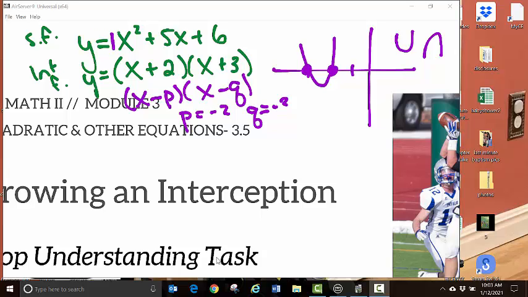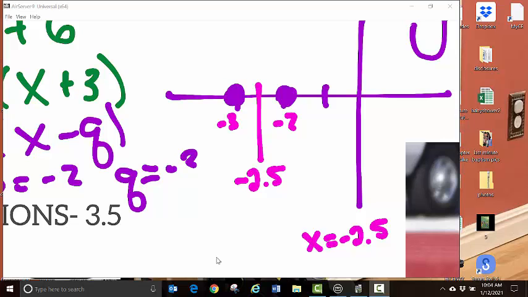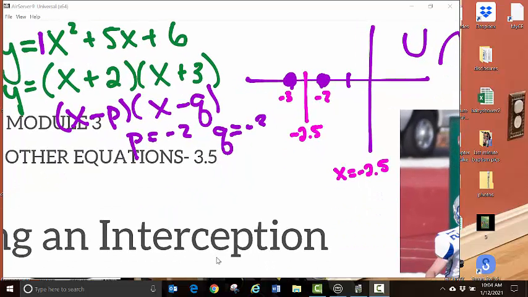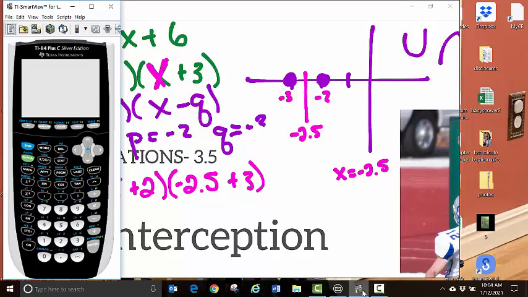Now, I don't know how far down the vertex is. So if you remember what we did, we found the middle. Well, what's halfway in between negative 2 and negative 3? Wouldn't that be negative 2.5? Guess what? That's my axis of symmetry. And then what we learned is if you have the x and you want the y, plug in that negative 2.5 for every x. So negative 2.5 plus 2 times negative 2.5 plus 3. And you can put that right in your calculator.